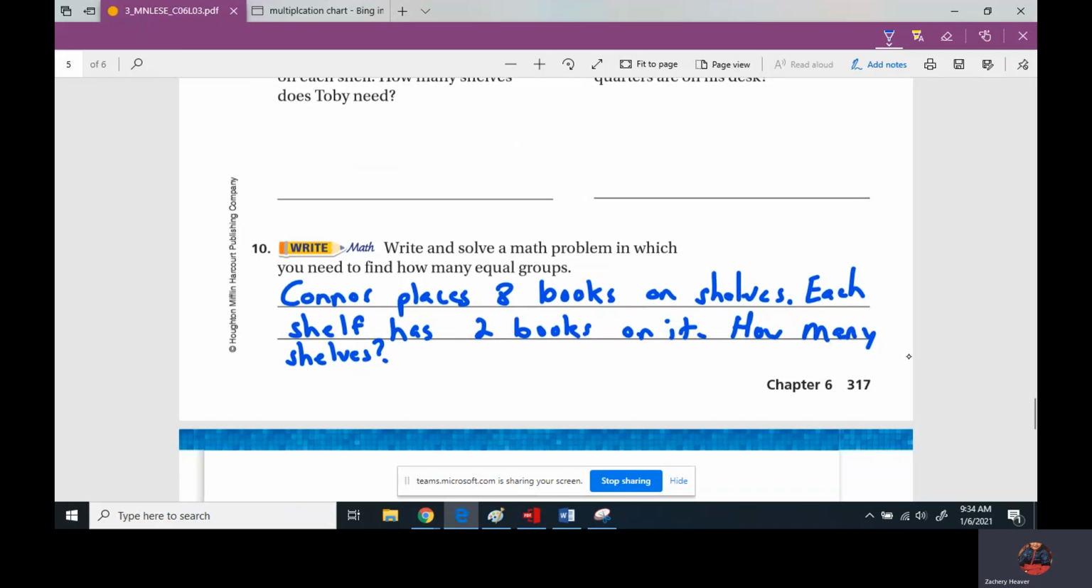So I'm going to draw my 8 counters. 1, 2, 3, 4, 5, 6, 7, 8. And I'm going to circle 2 to show how many is on each shelf. And this will give us how many shelves we have. We have 4 equal groups, so there's 4 shelves. You guys need to pause and watch that when you can.